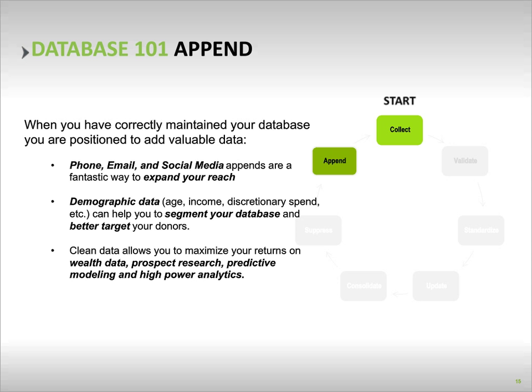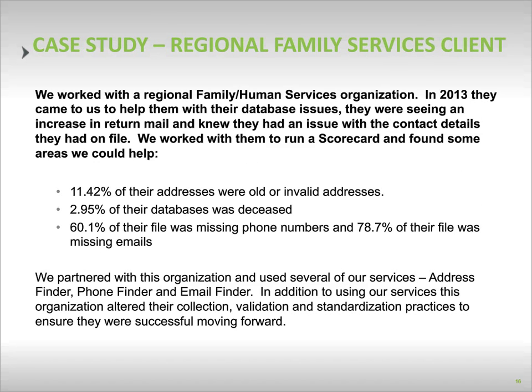And this is an example of a client who came to us that needed some help with their database. It was a family human services organization, and you can see from the percentages there, they had a lot of issues with their data. 11.42% of their addresses were old or invalid, so that's a large chunk of mail that's not being delivered to potential donors in your database.